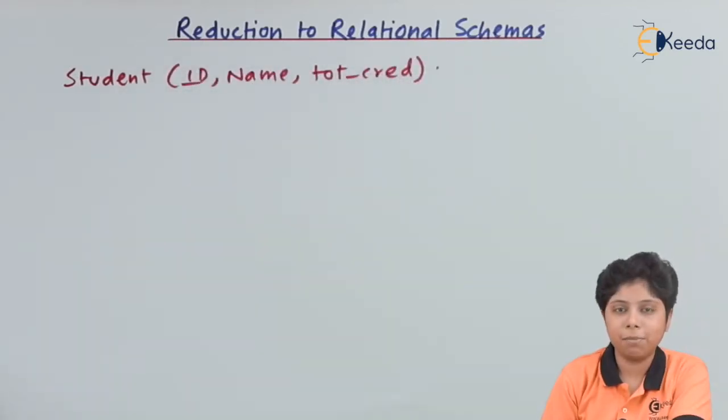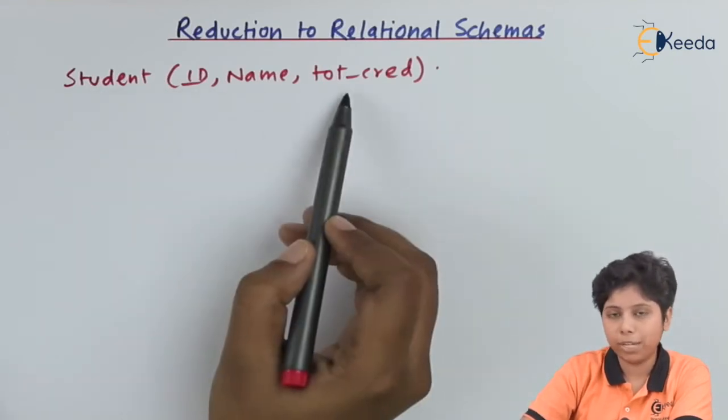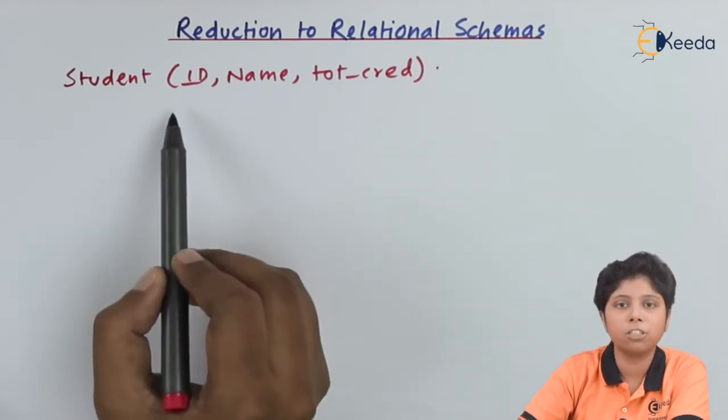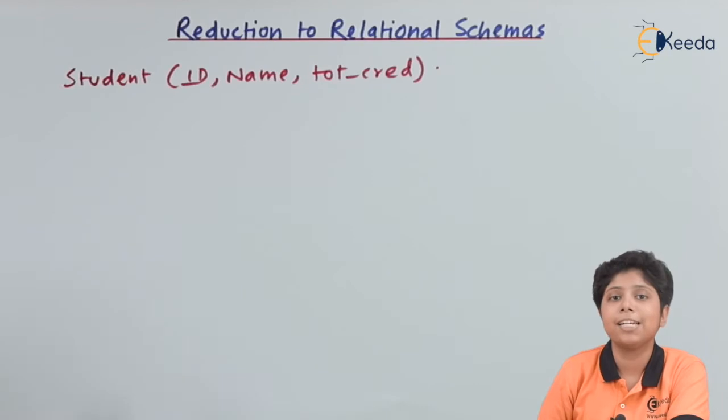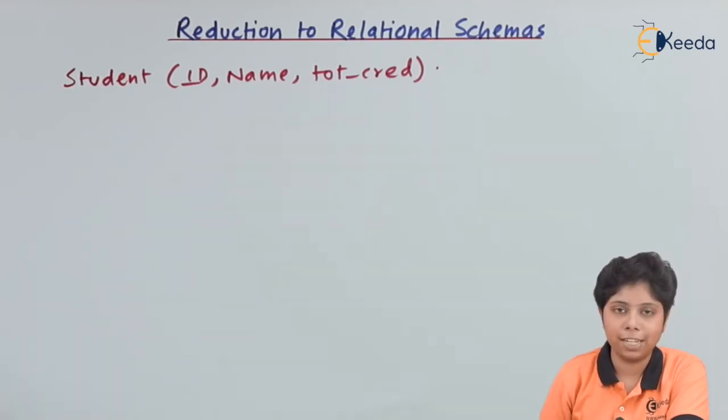I have made a schema student with the ID, name and total credit. All of these three attributes are simple attributes, because ID is the primary key and has a single value as well as being atomic, and name and total credit are too. Next, let's look at this one.